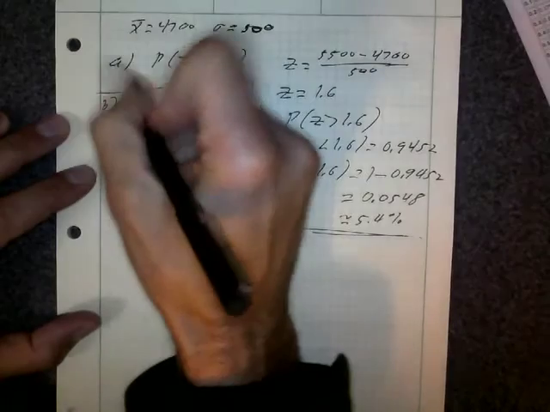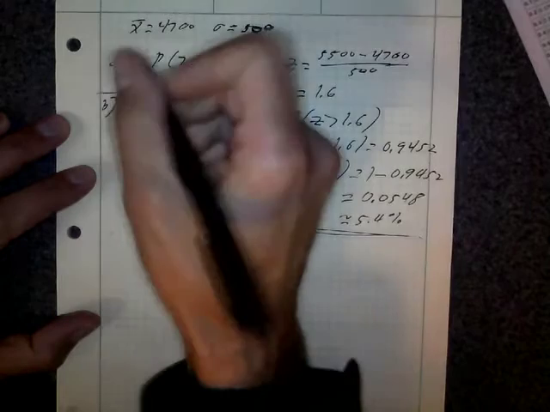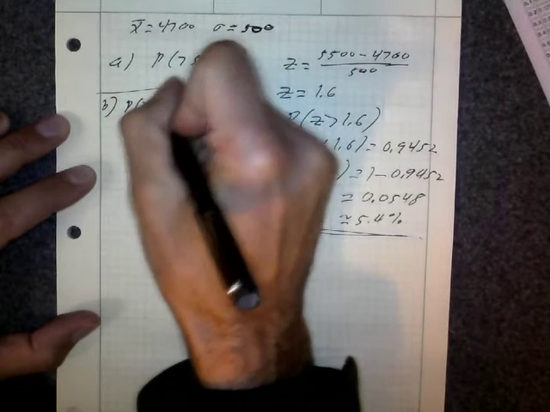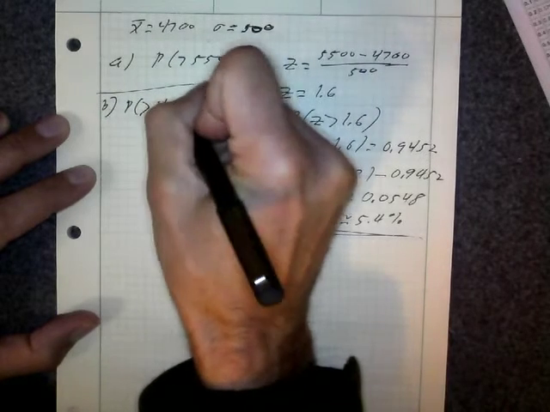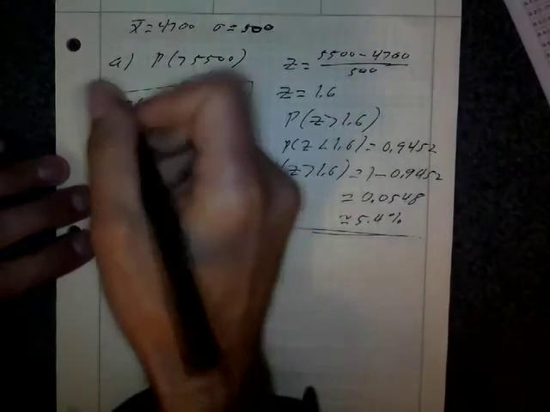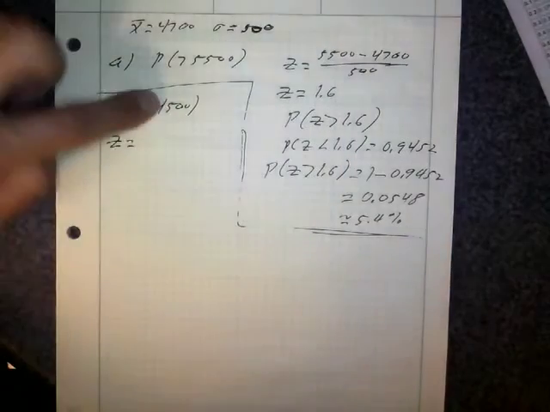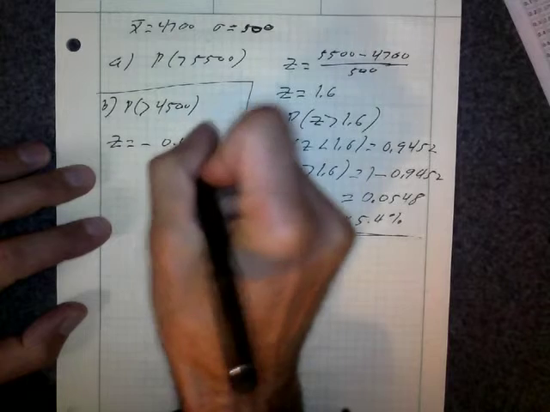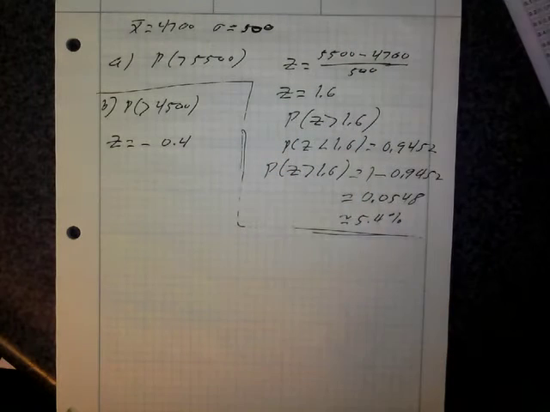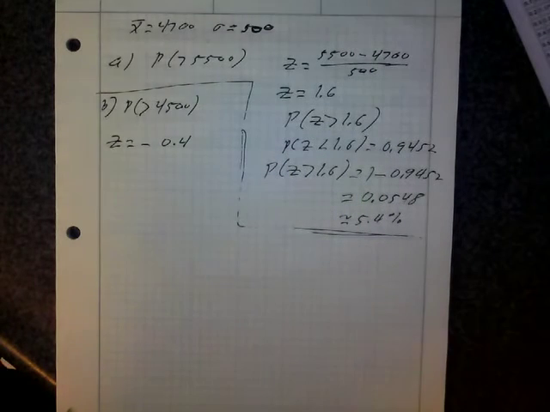right here. Now part B asks for the probability of selling oranges that are greater than 4,500. So once again, I'll convert the 4,500 to a Z value. And if I plug the 4,500 into this same formula over here, I'll get a Z value of minus 0.4. Okay, so I get a negative number here for the Z value. How do you handle negative numbers?